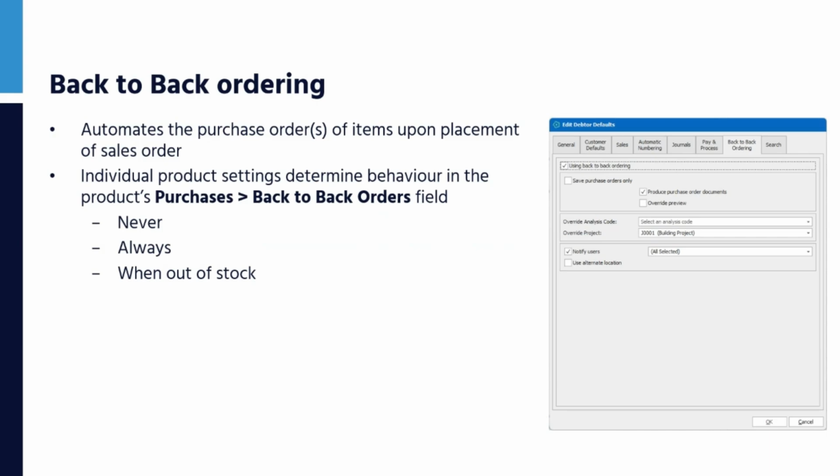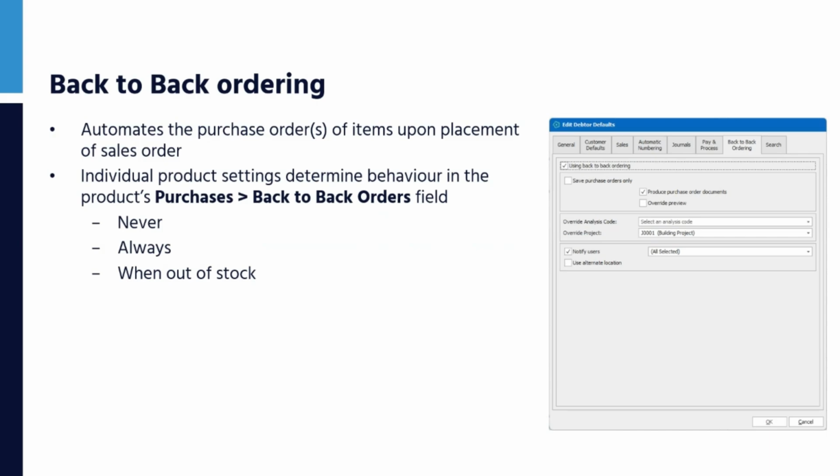Back-to-back ordering basically automates the process of purchasing something upon a sales order being placed. And again, you've got the individual controls on the individual items as to how that item behaves from a back-to-back orders point of view. So on the purchases tab of your items, you have the ability to designate whether it's something that you never want to do a back-to-back order for, or you always want to do a back-to-back order for. So that would typically be something that you can order from your suppliers, but you don't stock until you get an order placed on you by one of your customers.